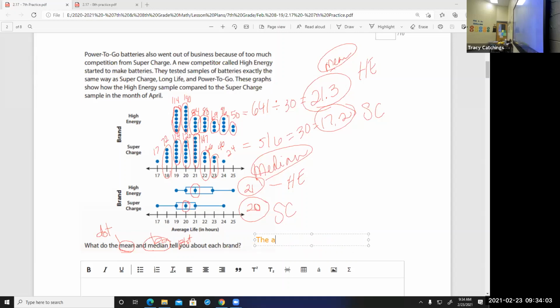I'm gonna call the average data life. The average life of high energy batteries. We said it was what? All right, so it was about 21 because it was the same in both. And the average life of supercharged is between what? Good job. All based on what we found to be able to answer those questions about.